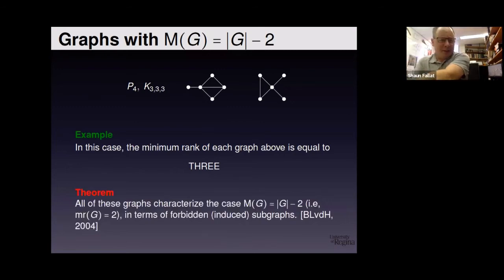Why is this useful information? Because in fact, these are the only 4 forbidden subgraphs in this case. So if you want to characterize the graphs with capital M equal to n-2, you just need to check that the graph does not contain any one of these 4 as an induced subgraph. And that was done by others in 2004. And in some regard, that paper really spurred on a lot of interest in this problem.